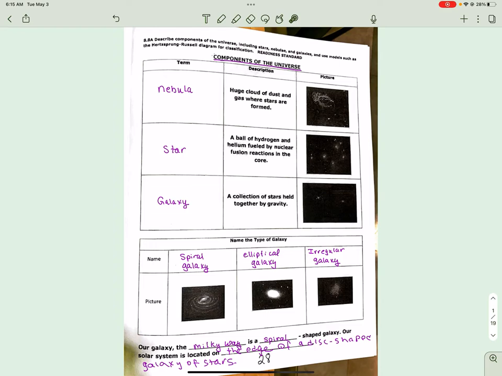The irregular galaxy, as you can see, has no regular shape, and it has a lot of gas and dust, so that means that there's an opportunity for many, many more new stars to form. So the irregular galaxies are some of the youngest galaxies. Now, our galaxy, which is called the Milky Way galaxy, is a spiral galaxy. It's a spiral-shaped galaxy. Our solar system is located at the edge of a disc-shaped galaxy of stars.